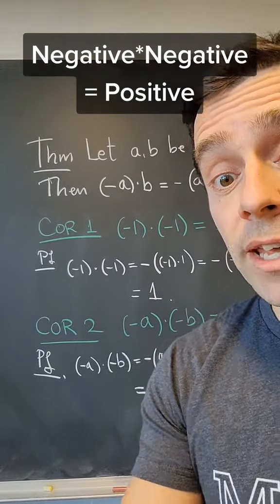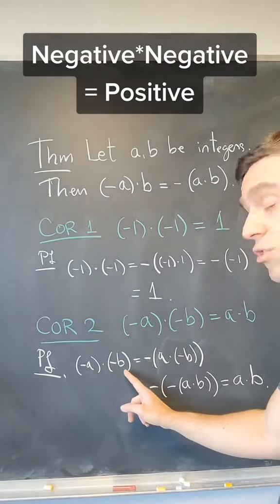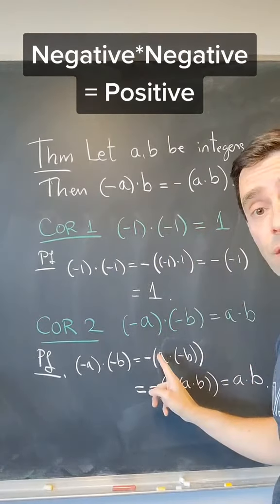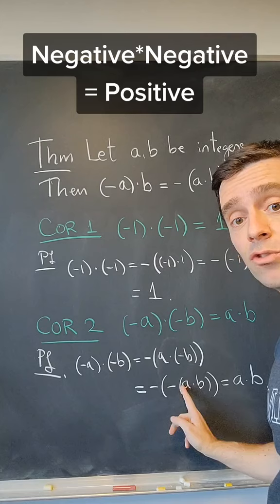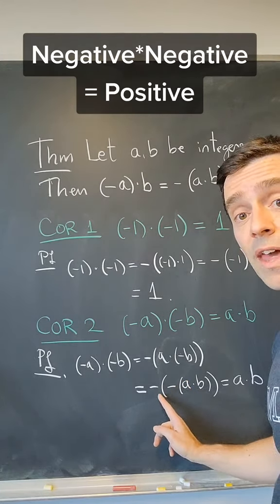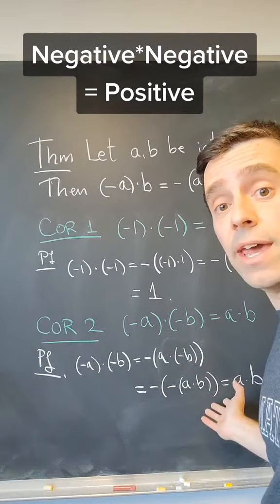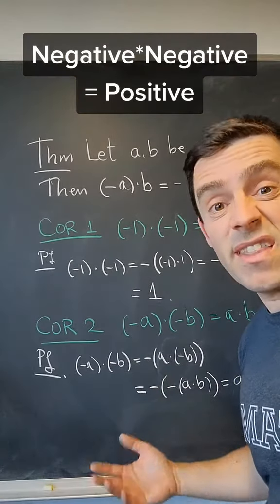And more generally, (-a) times (-b) is a times b, because for (-a) times (-b), I can use the theorem to prove that that is -(a times (-b)), and then use the theorem again to prove that the inside is -(a times b). So this is the additive inverse of the additive inverse of a times b, which is a times b. So (-a) times (-b) is a times b, and that's what we wanted to prove.